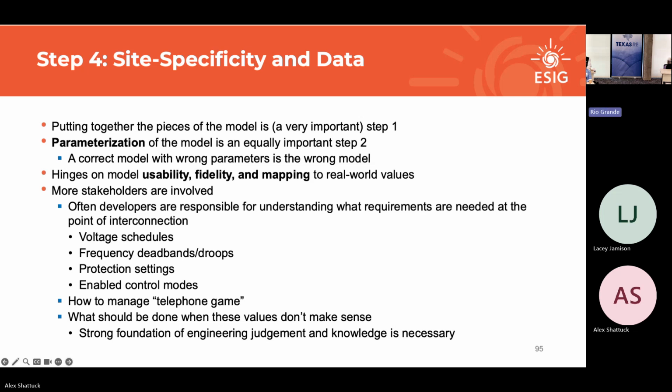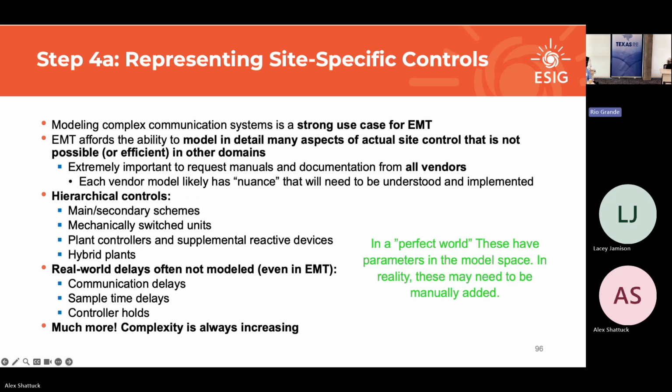Like if I'm a consultant and I'm saying, hey, which control mode should I be in the US? And someone says, fixed power factor mode. Probably the wrong answer, so I'm asking someone else or asking a different question. So representing site-specific controls, we hit on it a bunch of times throughout, but this is a really strong use case for EMT. You can check these model details. You can catch them before you're in the field, before it's actually in the ground and running.